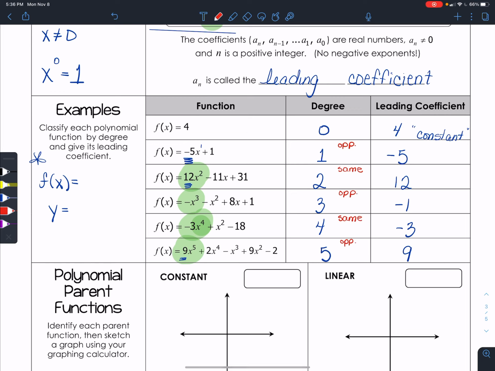If it's linear, so I've got f of x is equal to x. Remember, that's to the first power. It's a positive leading coefficient, so the right side's going to end up. Quadratic is f of x is equal to x squared.